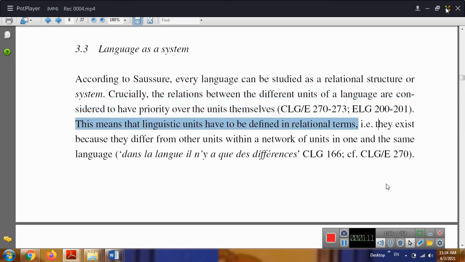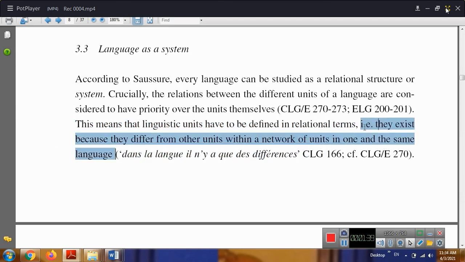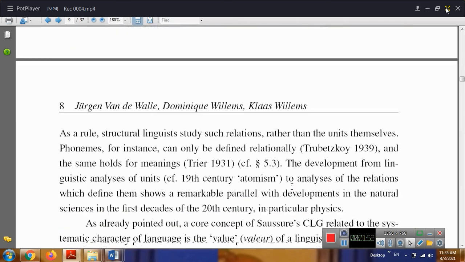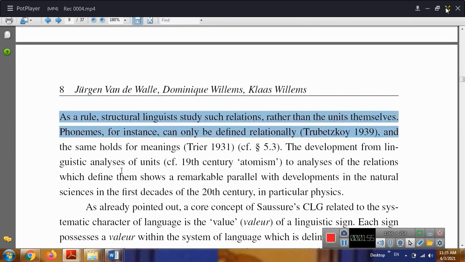This means that linguistic units have to be defined in relational terms. This is the definition of language as a system, the system of language. Linguistic units have to be defined in relational terms. They exist because they differ from the other units within a network of units in one and the same language. We say that if one unit exists, it is because that unit is different from the other units within that network of units.